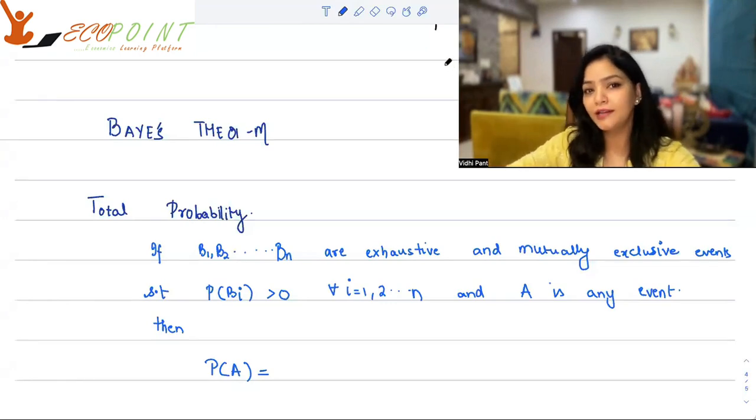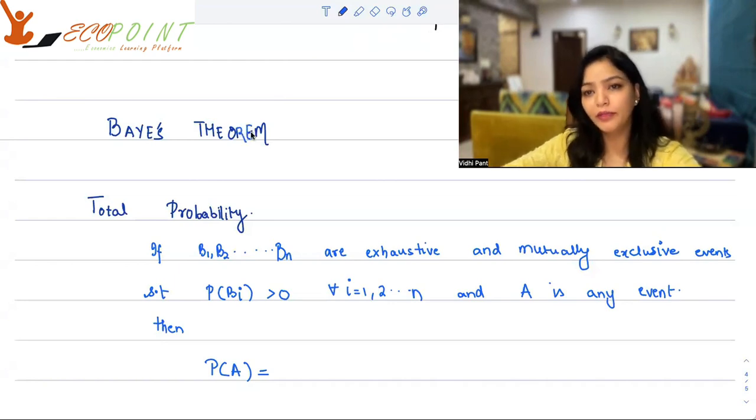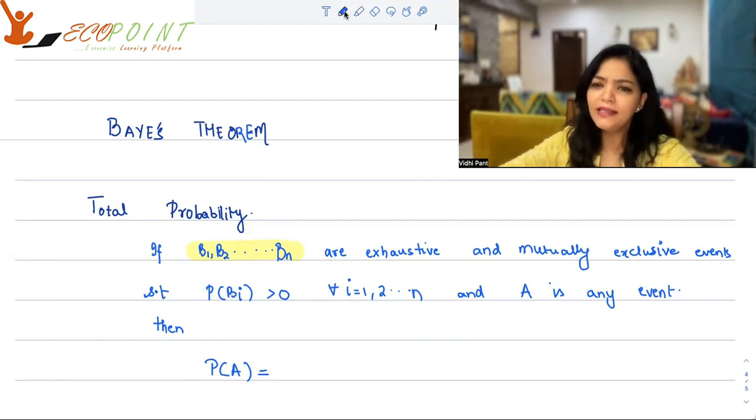In order to understand Bayes theorem correctly, you have to understand the theorem on total probability. Now, what is total probability? When does it come into the picture? So if you have B1, B2 till say Bn, they are exhaustive and mutually exclusive events such that the probability of each is positive. So they are all occurring. And A is any event in between. A is any event. Okay.